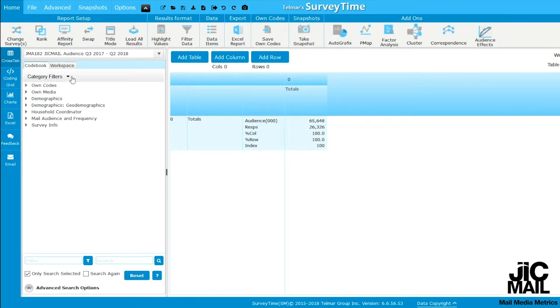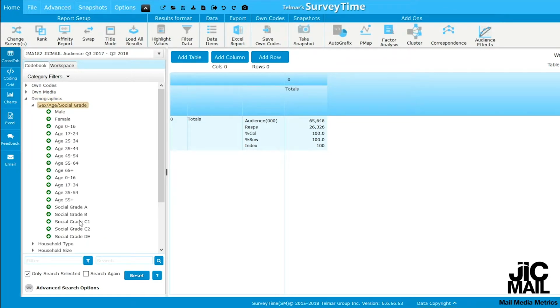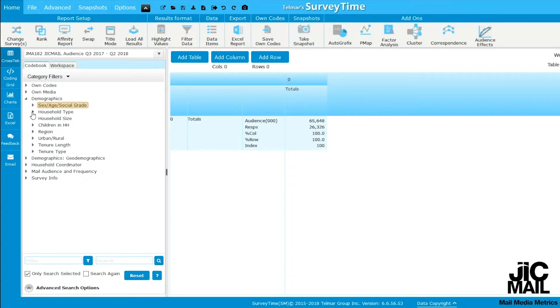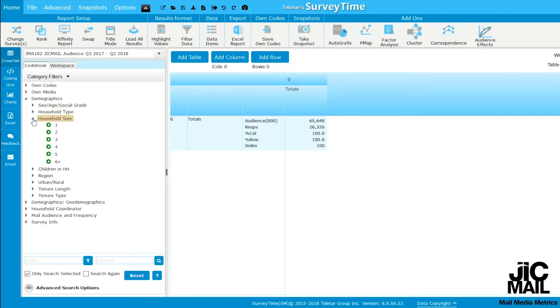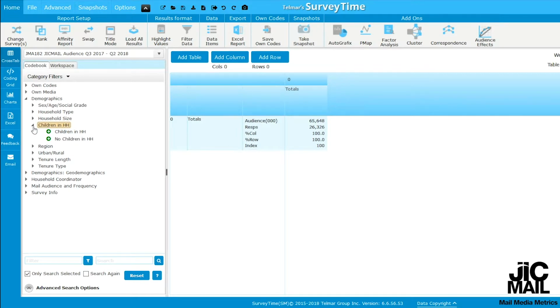Just to remind you, you can access JICMAIL data via Telmar, Choices and IMS. The data is pretty much laid out exactly the same in all three of those systems. So we'll just have a quick look at the codebook now before we run a basic run. As you can see, you can select basic demographic variables to define your target audience. So gender, age, social grade here. We can look at household type, whether it's single or multi-person. We can also look at household size. We can look at whether there are children in the household or not.